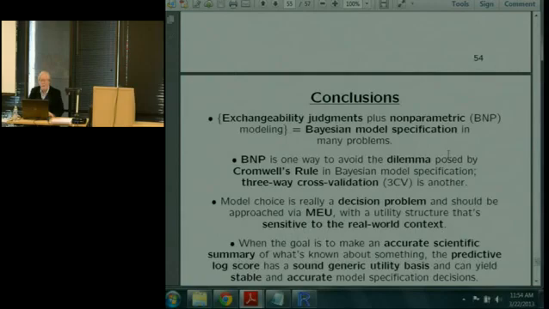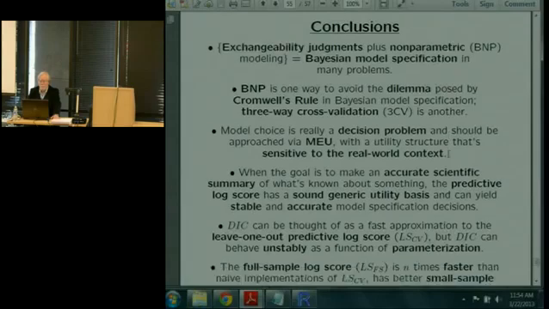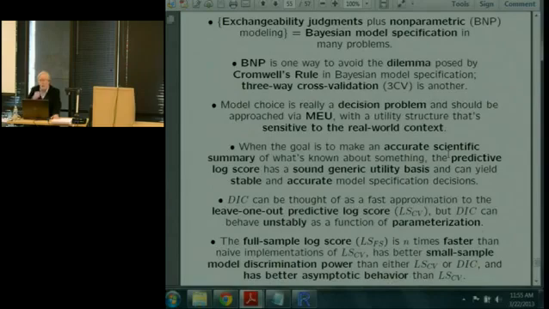So I think the remaining stuff in here, let's take a moment to look at the conclusions of this part here. As we've seen some weeks ago, one way to think about the problem of Bayesian model specification is to start with exchangeability judgments and have them lead directly into Bayesian nonparametric modeling. And I showed you how to do that in previous weeks, although we saw there were some significant difficulties. The code doesn't run very fast. The MCMC for it doesn't run very fast with large data sets.